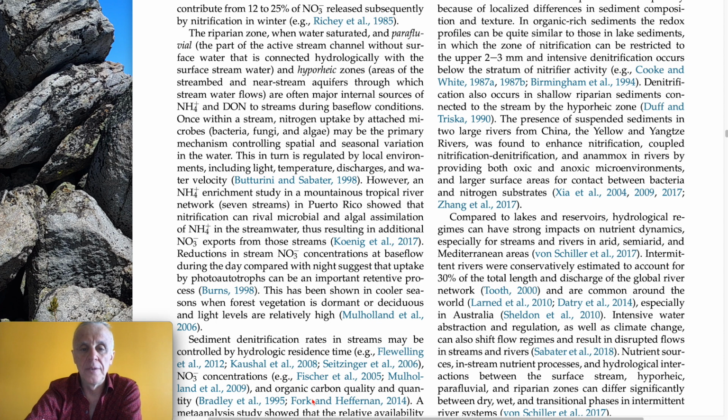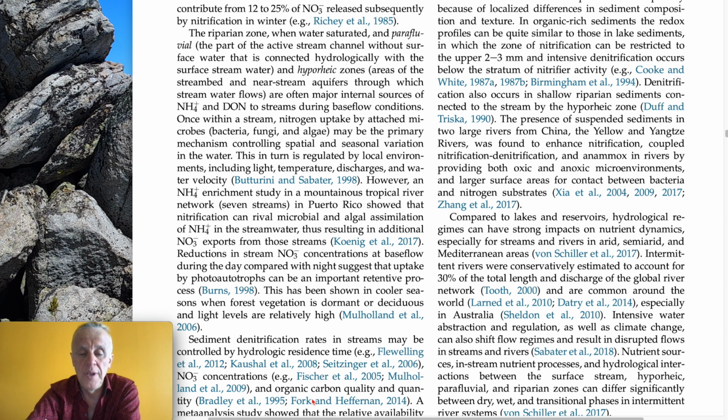So let's read this sentence. There are lots of parentheses in this sentence, so let's review the sentence without the parentheses. It's going to be a little simpler to read. The riparian zone, when water saturated, and parafluvial and aporeic zones are often major internal sources of ammonium and dissolved organic nitrogen to streams during base flow conditions.